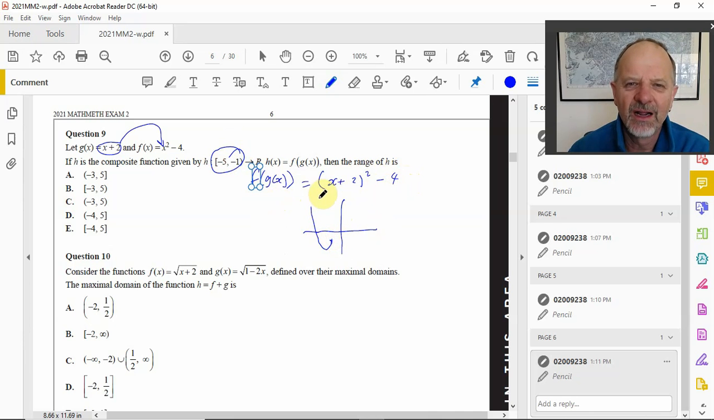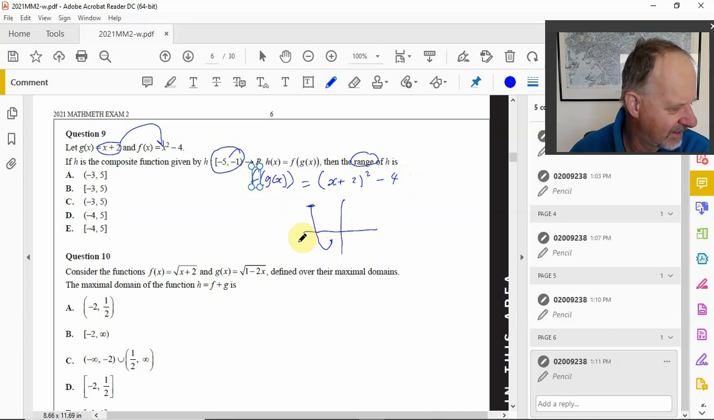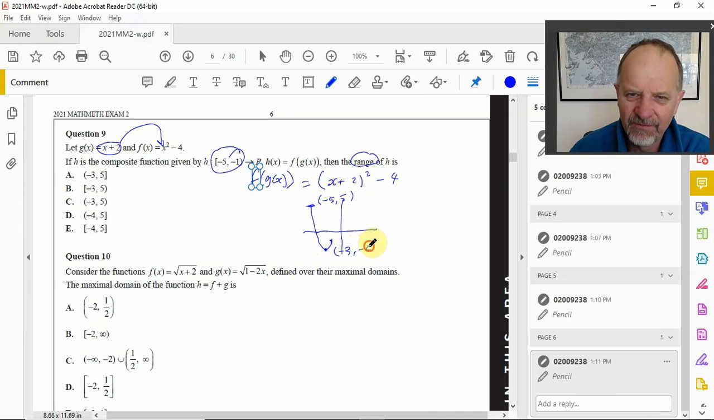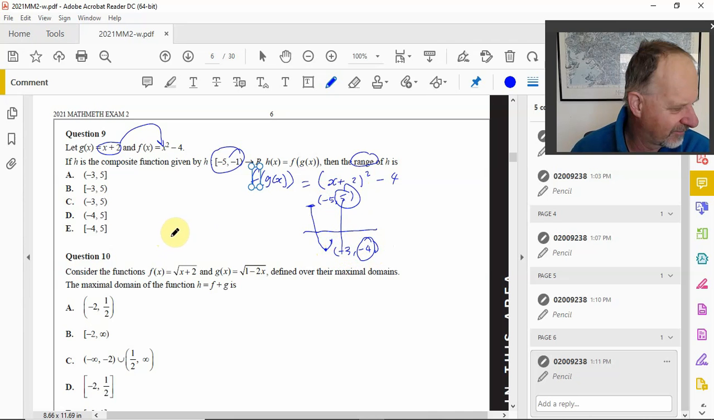So we are after the range. So what we want to know is this highest point here. And when you use your calculator to find that out, you find that that's that. And we want to then know the lowest point. And when you use your calculator, you find that's at -3, -4. So our range is these ones from -4 to 5.